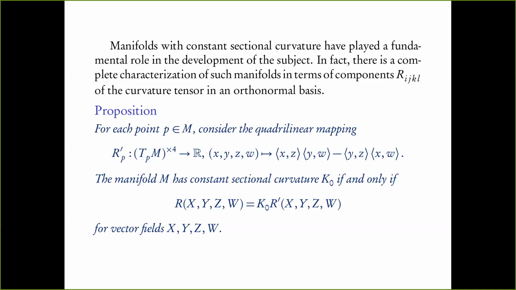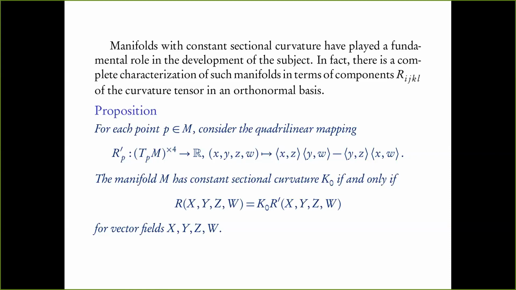So the manifold has constant sectional curvature. Let's call this constant K0. Again, let me remind you, constant sectional curvature means K of sigma is K0 for any 2 plane sigma inside TPM for any point P. So this is constant as a function on the Grassmannian 2 plane bundle.